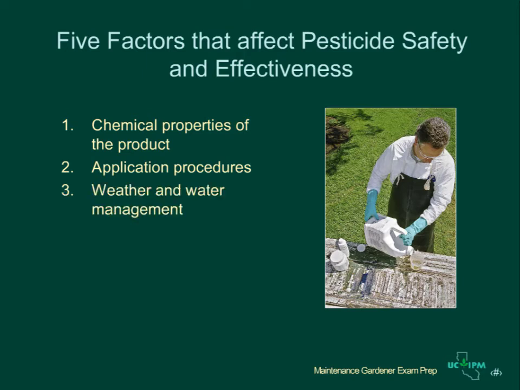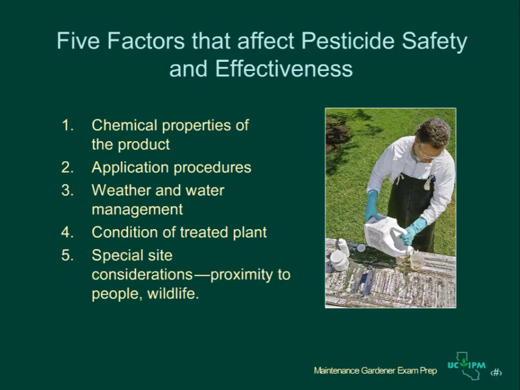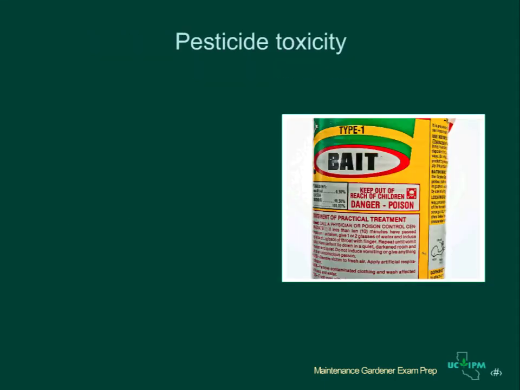Number 3, weather conditions such as wind or rain can move pesticides off target. Irrigation right after the pesticide application can do the same thing. Number 4, the condition of the treated plant. Stressed plants may be injured by pesticide applications. And finally, number 5, special site conditions, including the presence of people or wildlife that could be harmed. Let's talk about each of these factors.